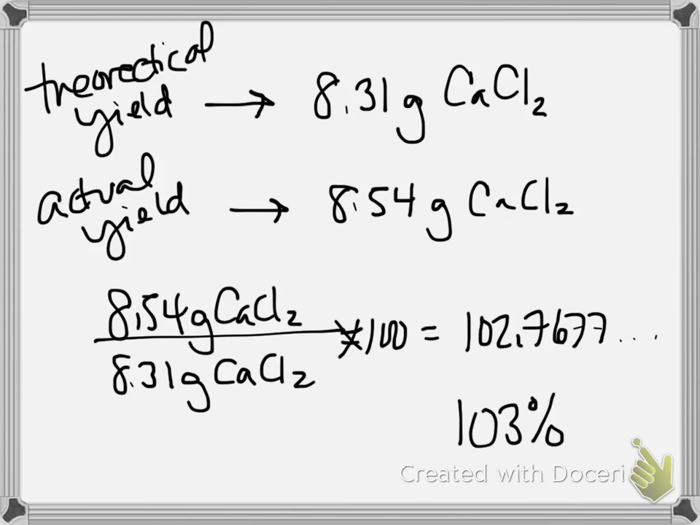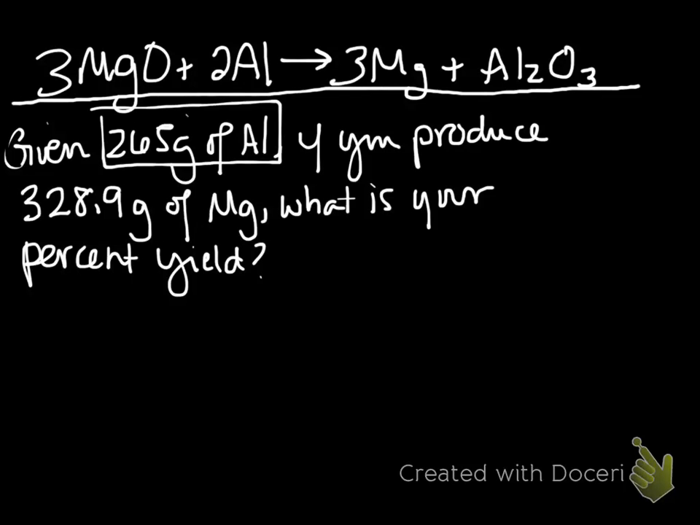Let's do something that's a little bit more interesting. So what I've done here is I've given you an equation, and this should look familiar to you. It was on your quiz this morning. 3 moles of magnesium oxide, 2 moles of aluminum, gets you 3 moles of magnesium and a mole of aluminum oxide. If I tell you that I'm going to give you 265 grams of aluminum, and you produce 228.9 grams of magnesium, what's your percent yield?